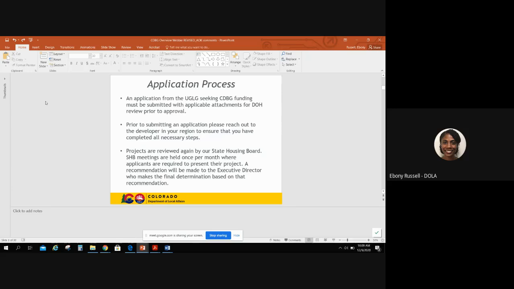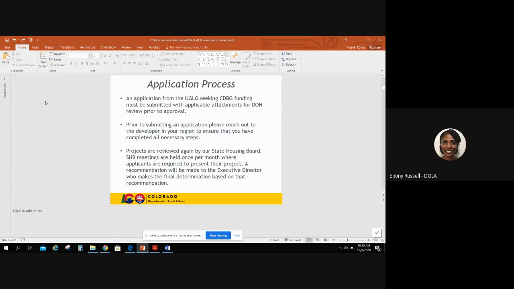So the application process is that UGLGs will apply for the funding. States receiving funding must contract with UGLGs only, and therefore cities and counties are the only ones who can apply. So we urge you, if you're planning to apply, to sync up with the city or county in your area to help you apply for the funding, and contact your development specialist in your area for that.